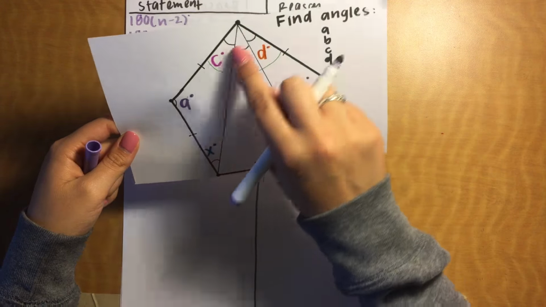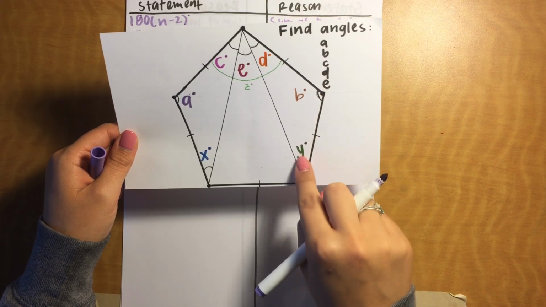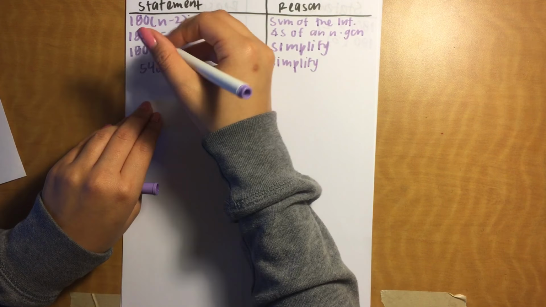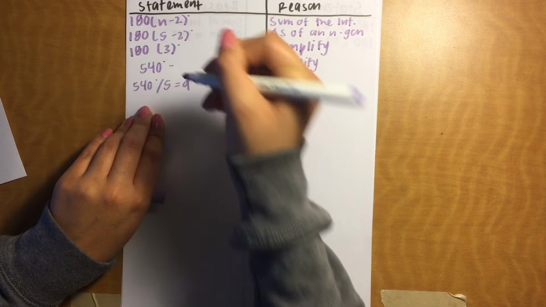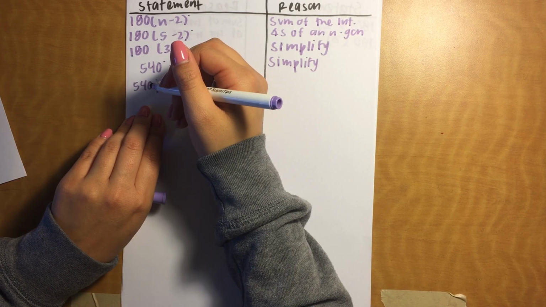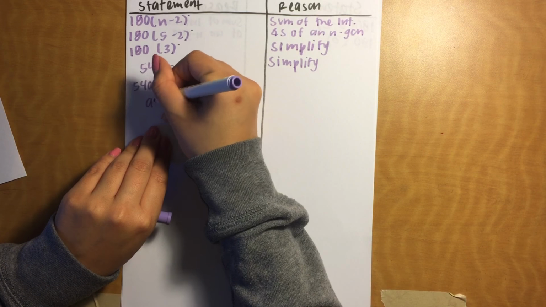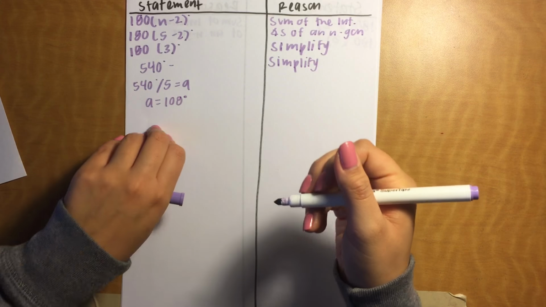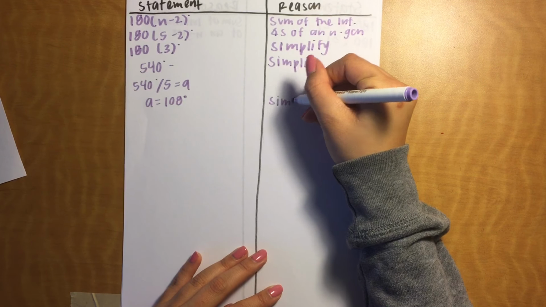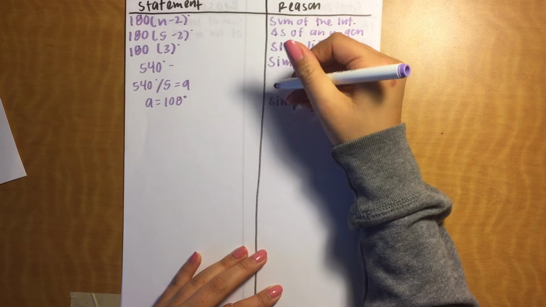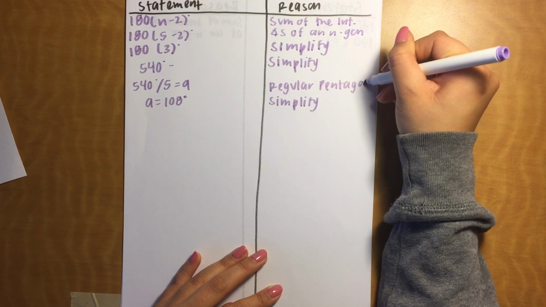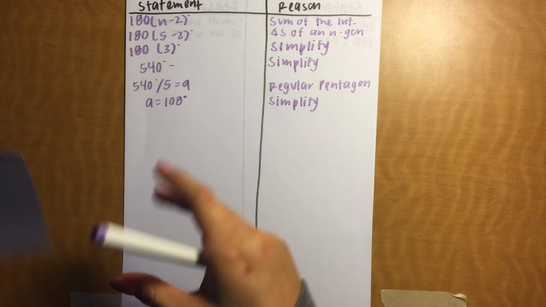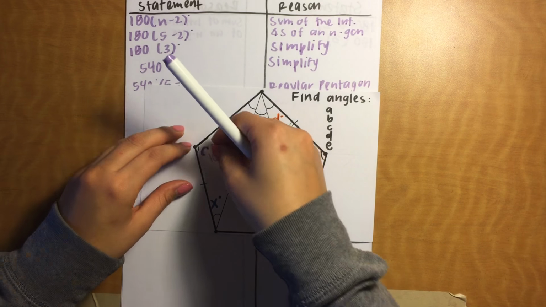So to find just angle A, we can divide by 5 since we know all 5 are equal. So 540 degrees divided by 5 is going to be equal to A. And 540 divided by 5 is 108 degrees. And this is just because it's a regular pentagon. So we know A is 108 degrees.